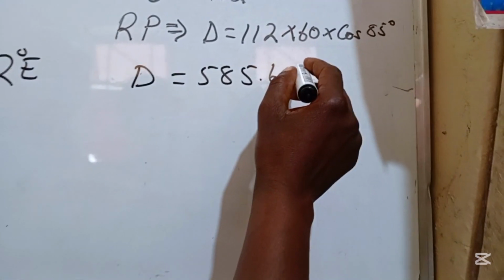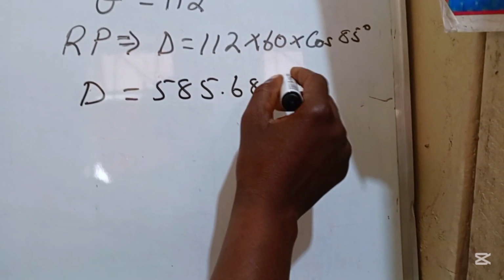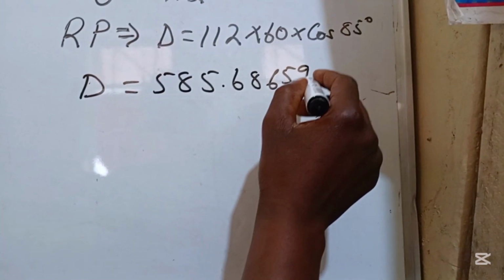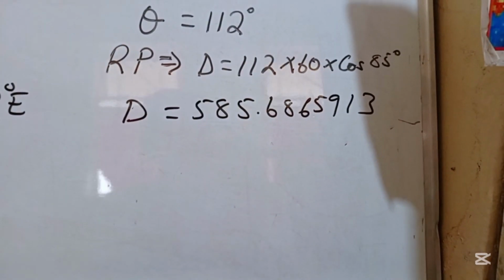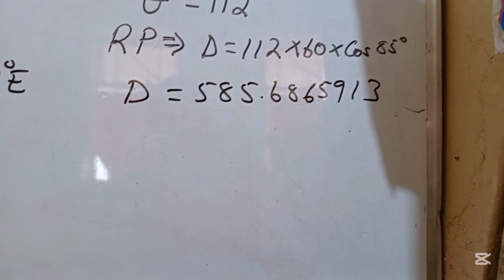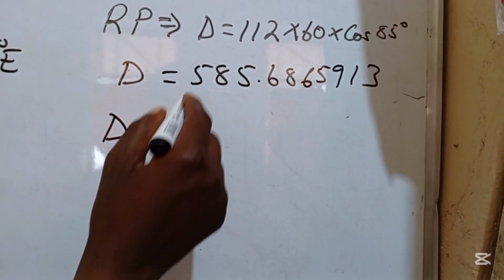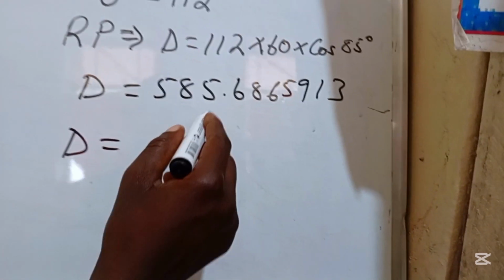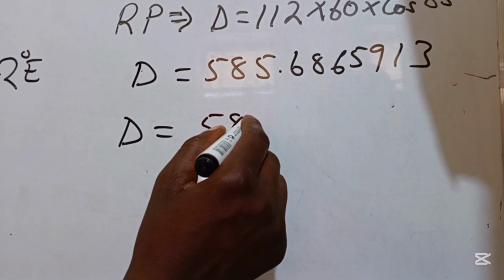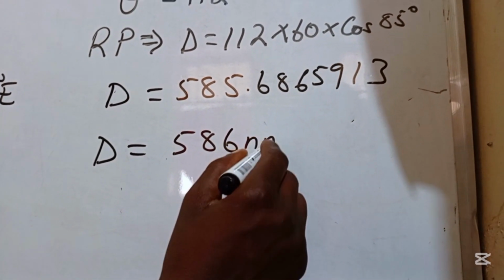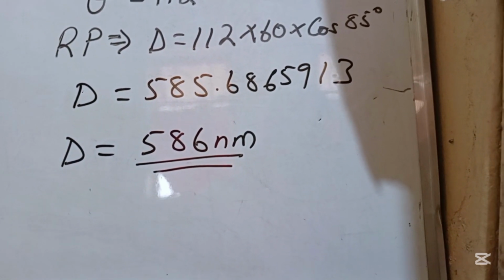The distance is 585.6913. Please, this number is very, very important, viewers. Write it like that. Now to 3 significant figures, my neighbor is 6, so it will be 586 nautical miles. So this is very, very important to remember.